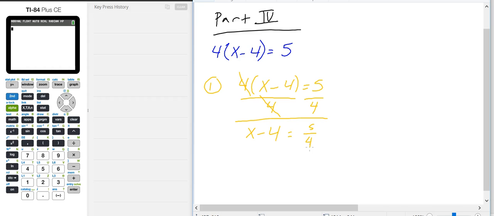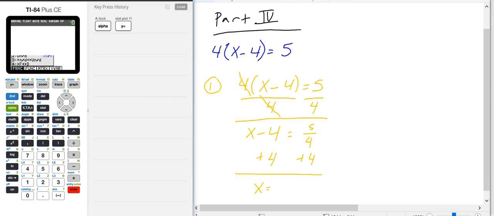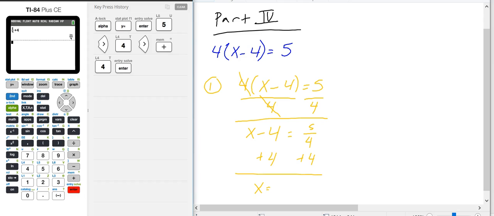Now we want to just get the x alone, so we can add 4 and add 4. X is equal to 5 over 4 plus 4. You could do that on the calculator. Alpha y equals, enter to get a fraction. 5 over 4 plus 4 is equal to 21 over 4. And you would, of course, want to plug in to check. But let's solve it the other way also.